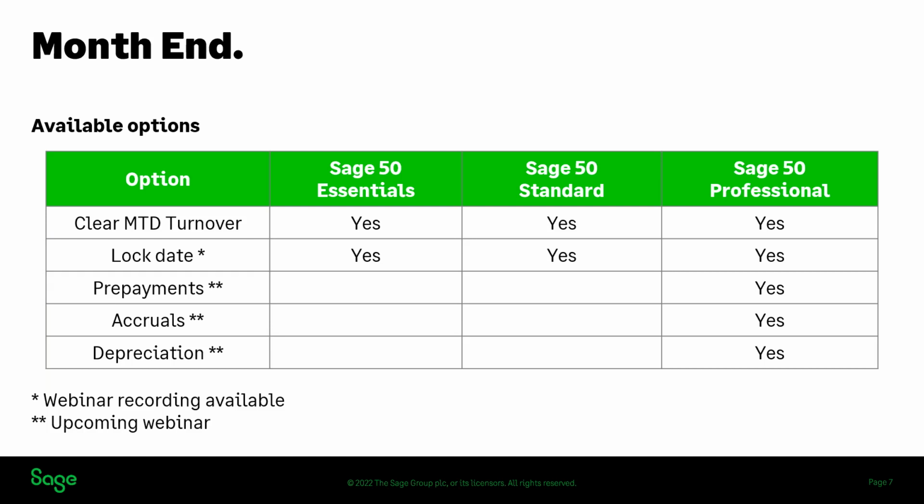If you're on Essentials or just the standard level, then the only options you have available when you're going through the month end are: one, to clear the month-to-date turnover, and secondly, to set or amend the lock date. Bear in mind, you can set that lock date when you run a month end, a year end, or just by going into the settings menu. If that's the only reason you're running a month end, then don't bother. You can just go into the settings menu and set that lock date. But we'll be running through these options just to give you an idea of what they actually relate to in today's session.